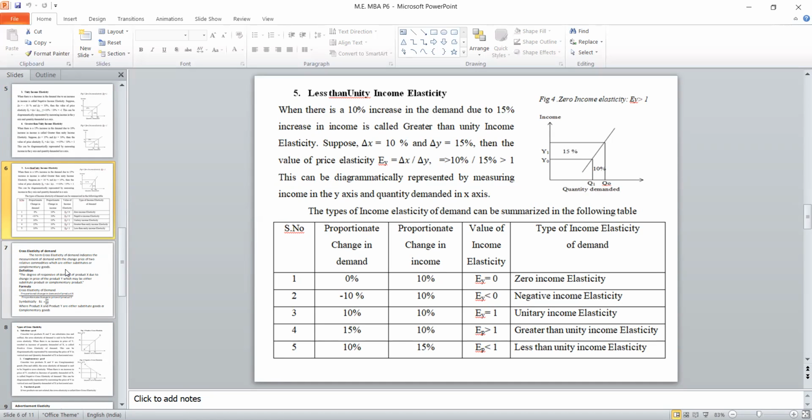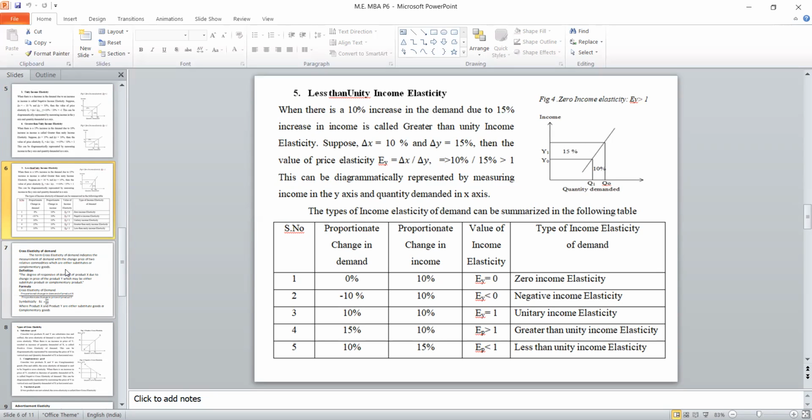Then the third type: there is an equal change in both income and demand, then it is called unitary income elasticity. When there is more change in demand, it is greater than unity. When there is less change in demand, it is less than unity. So these are the 5 types of income elasticity of demand.